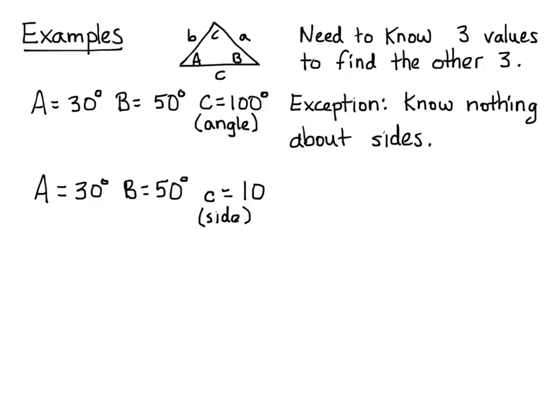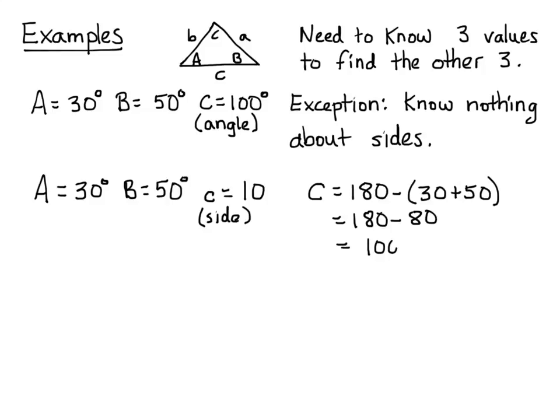What you should always do is remember those 3 rules: the sum of the angles, the law of sines, and the law of cosines. Use them in that order. So the first thing is we know that the sum of the angles equals 180. So we can find C, right? What is C in this case? 100. Okay, so we know C is 100.